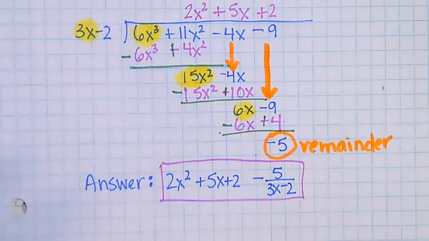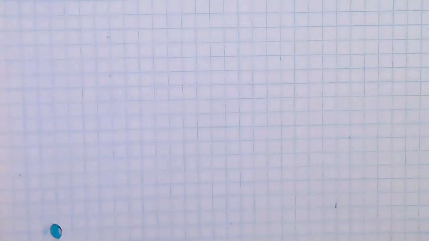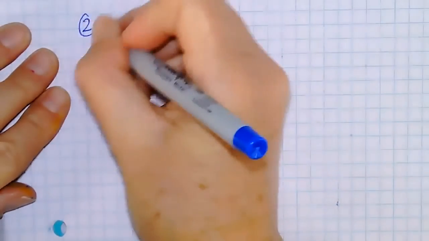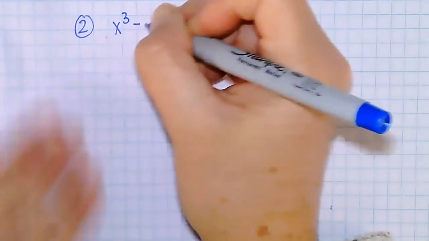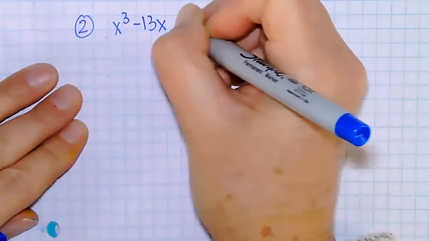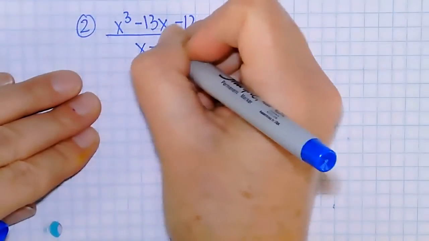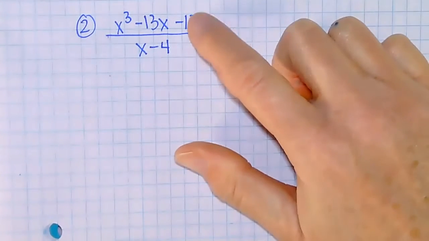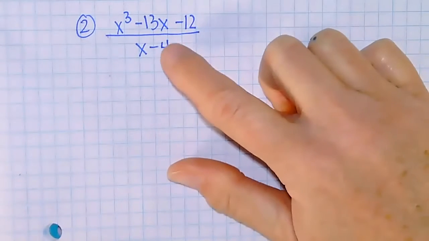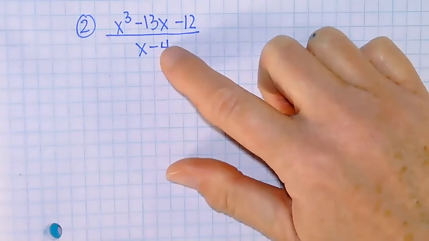So on number 2, I am going to do x cubed minus 13x minus 12 over x minus 4. So again, this is just division. Fractions are division. This is saying that this polynomial is being divided by this. So this is what's going to go on the outside. It's going to divide into this.